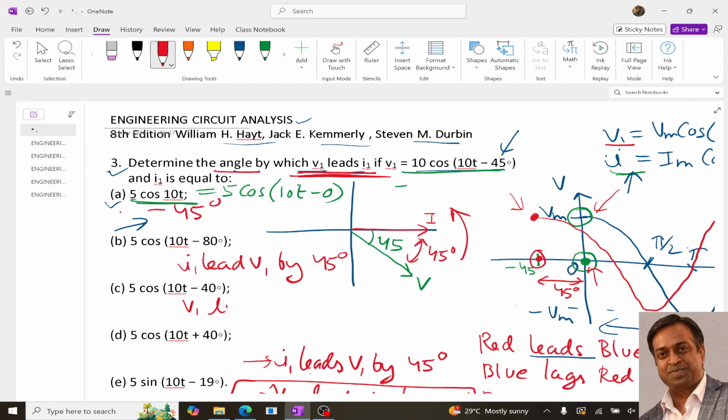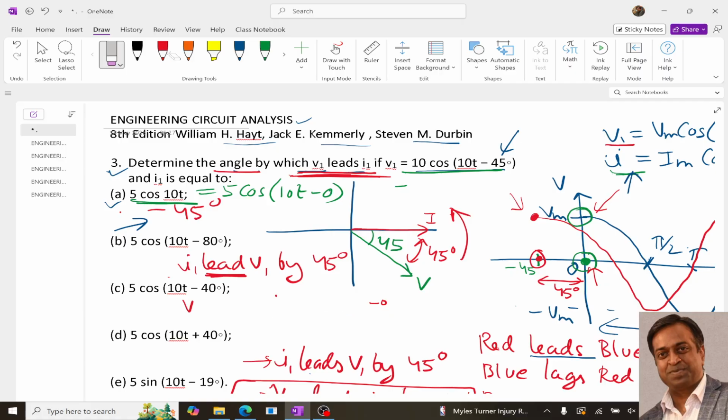V1 leads I1 by, now because in actual I1 is leading, so we can put minus to the angle. So you can see we got the same answer using the phasor diagram also. So in this way we have two approaches, and this phasor diagram is also a very easy method.